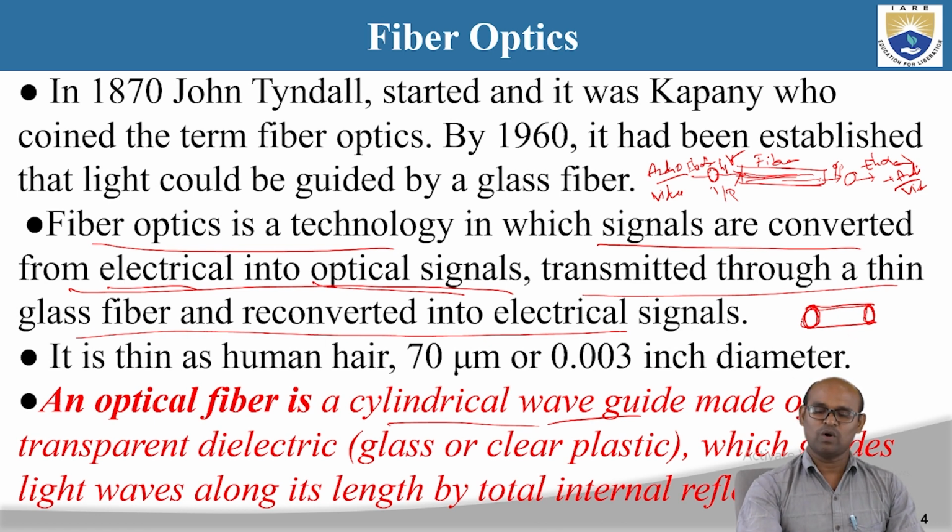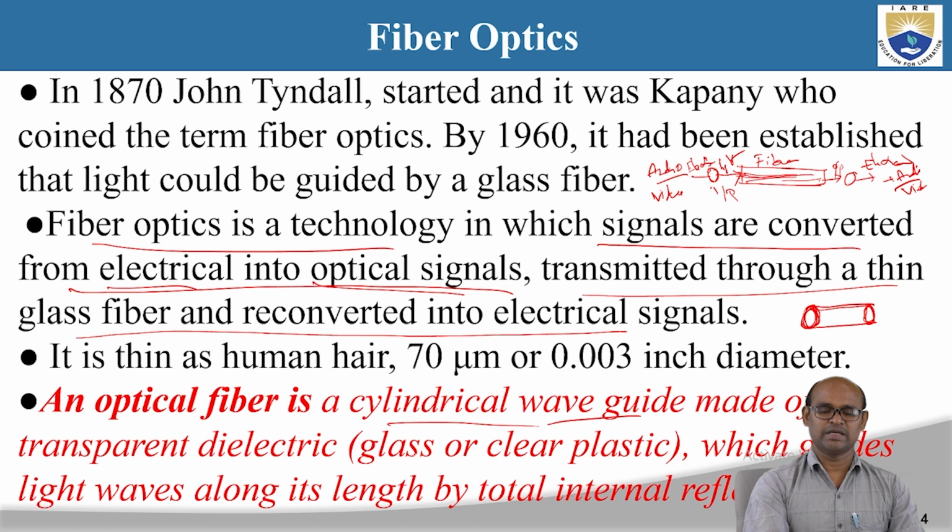And what is the material that is used to fabricate this? It is made up of dielectric material. The dielectric you can take it as glass or a plastic. So we are fabricating this optical fiber using glass or plastic, which comes under dielectric. Okay, so optical fiber is a cylindrical waveguide, and it is made up of dielectric material.